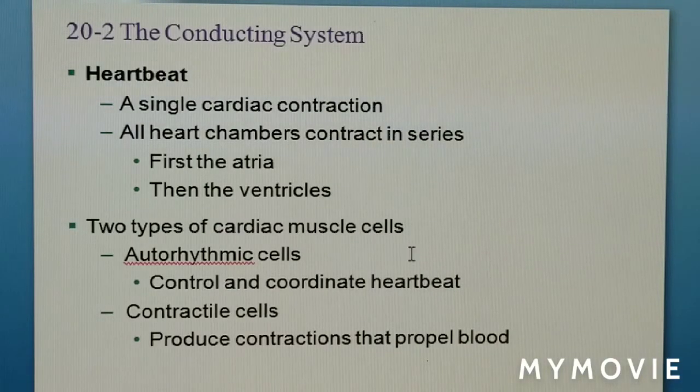Okay, heartbeat, a single cardiac contraction. All heart chambers contract in a series. First the atria, then the ventricles. 2 types of cardiac muscle cells. Autorhythmic cells control and coordinate heartbeat. Contractile cells produce contractions that propel the blood.